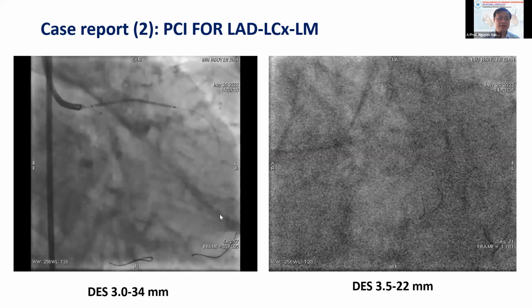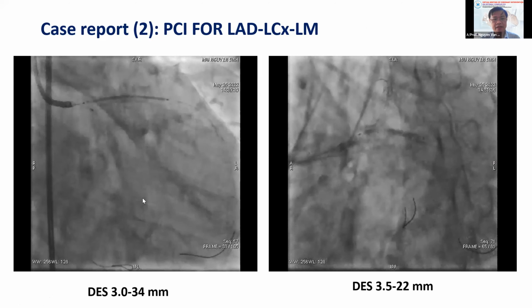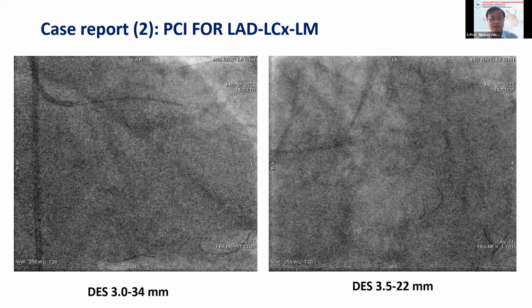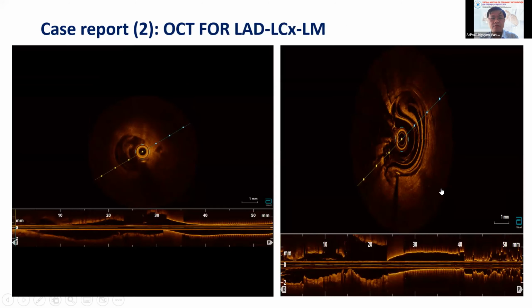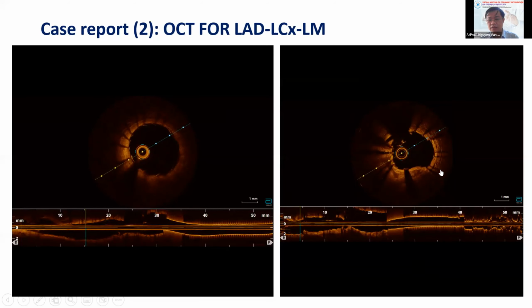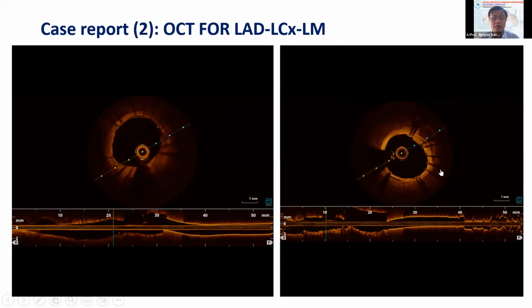After that, we continue to the stenting with the technique. One stent from the left main to LAD, 4.5 by 45, and one stent in the circumflex, 3.5 by 22. After that, we use the NC balloon for kissing. This is the final. We check by OCT in the segment stenting. We have the stent apposition very nice, so no dissection, no gloss in the coronary from the mid LAD to the left main and the mid circumflex to the left main.